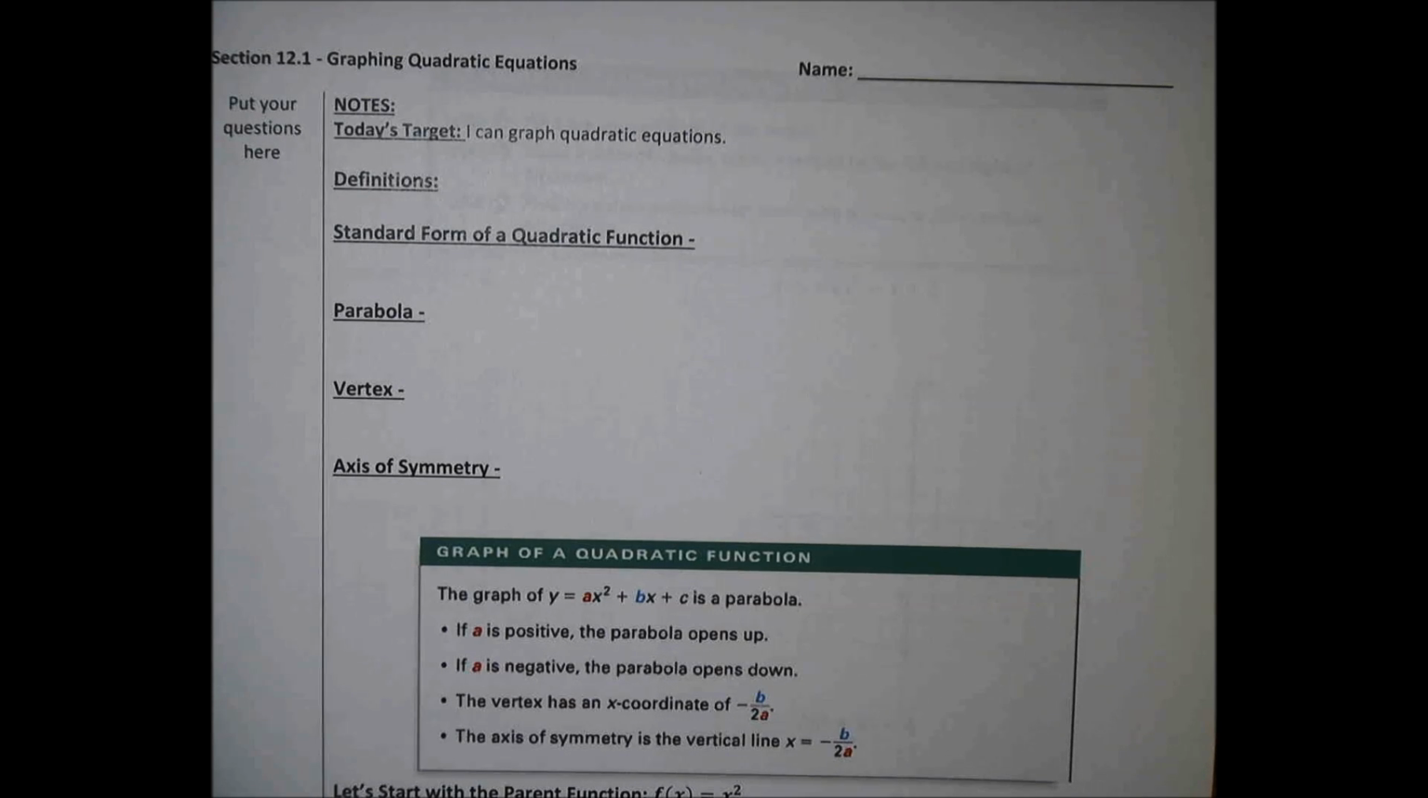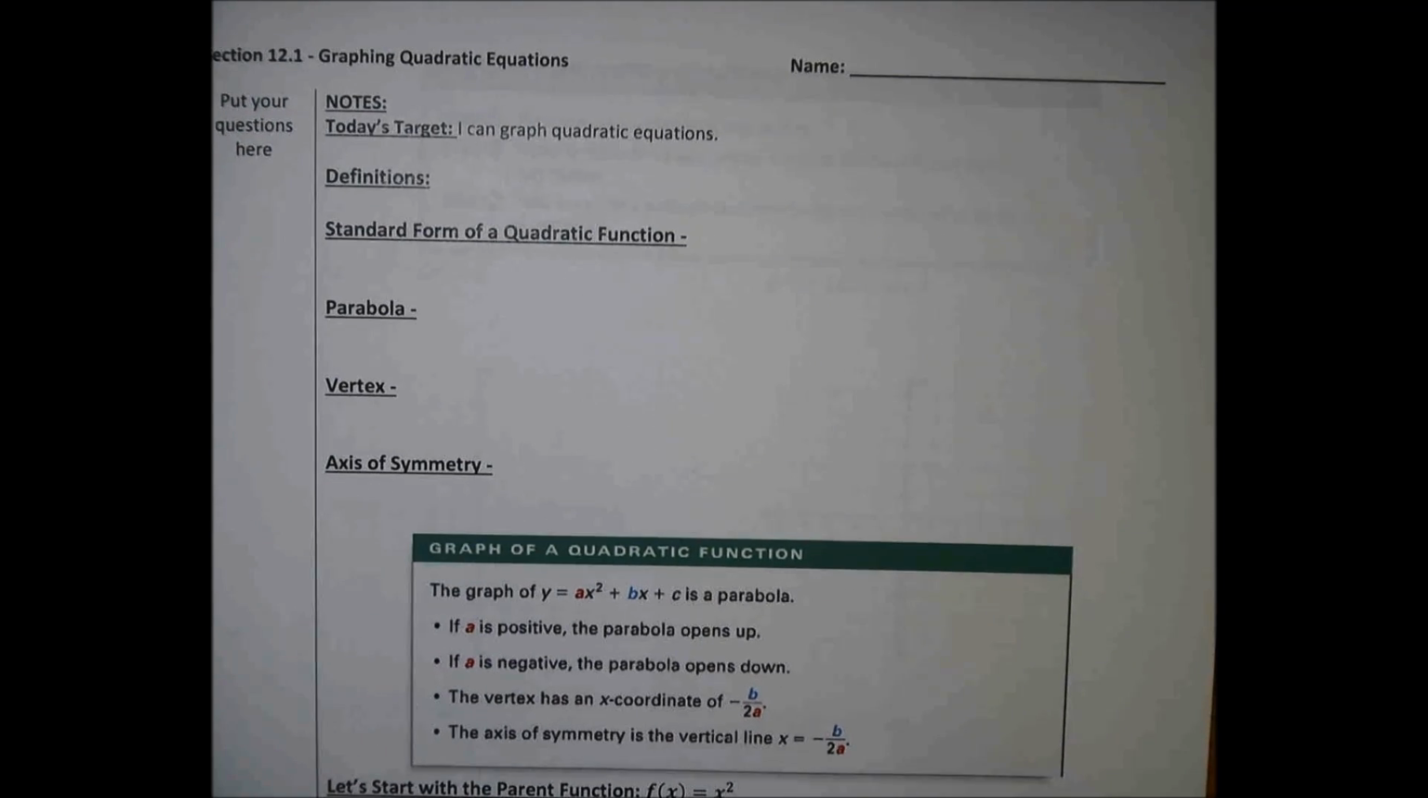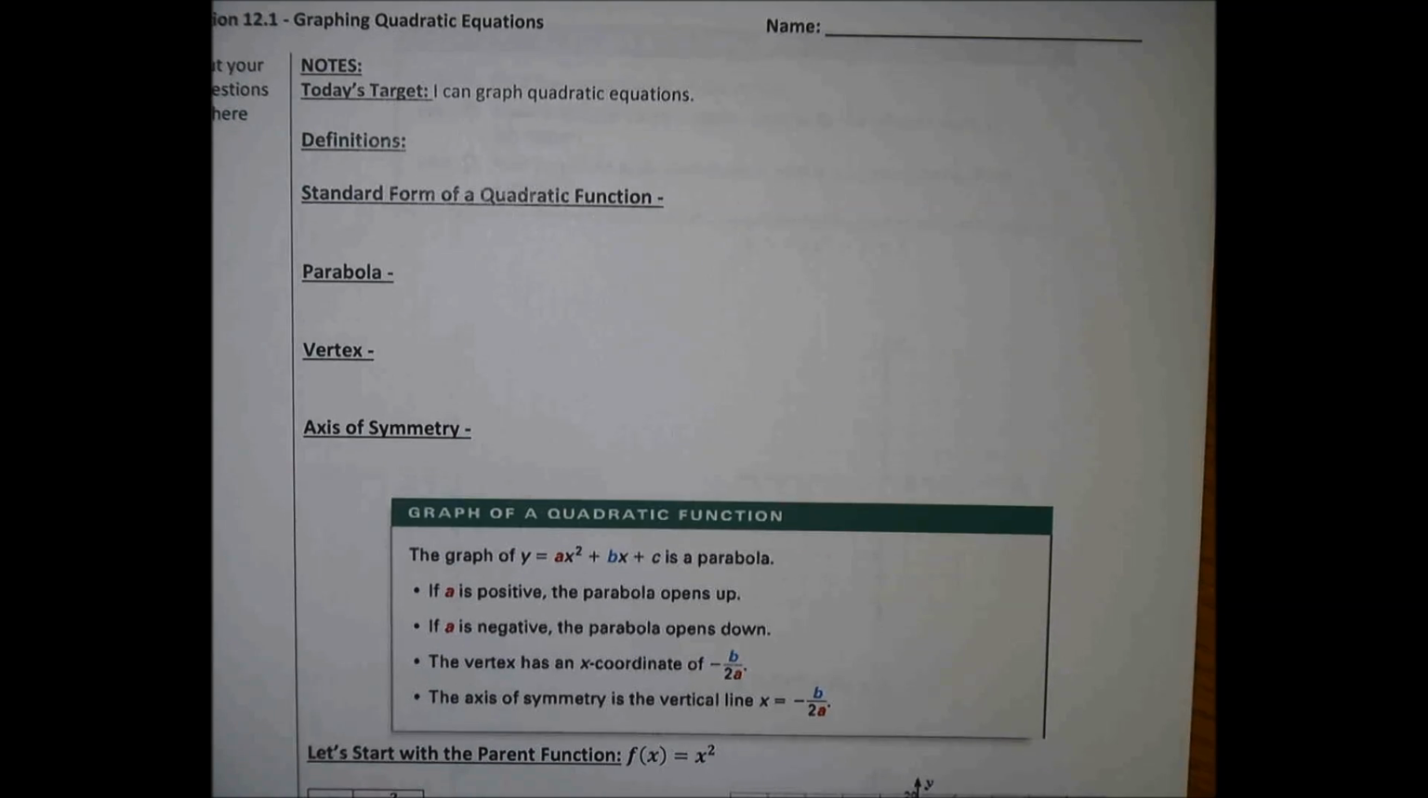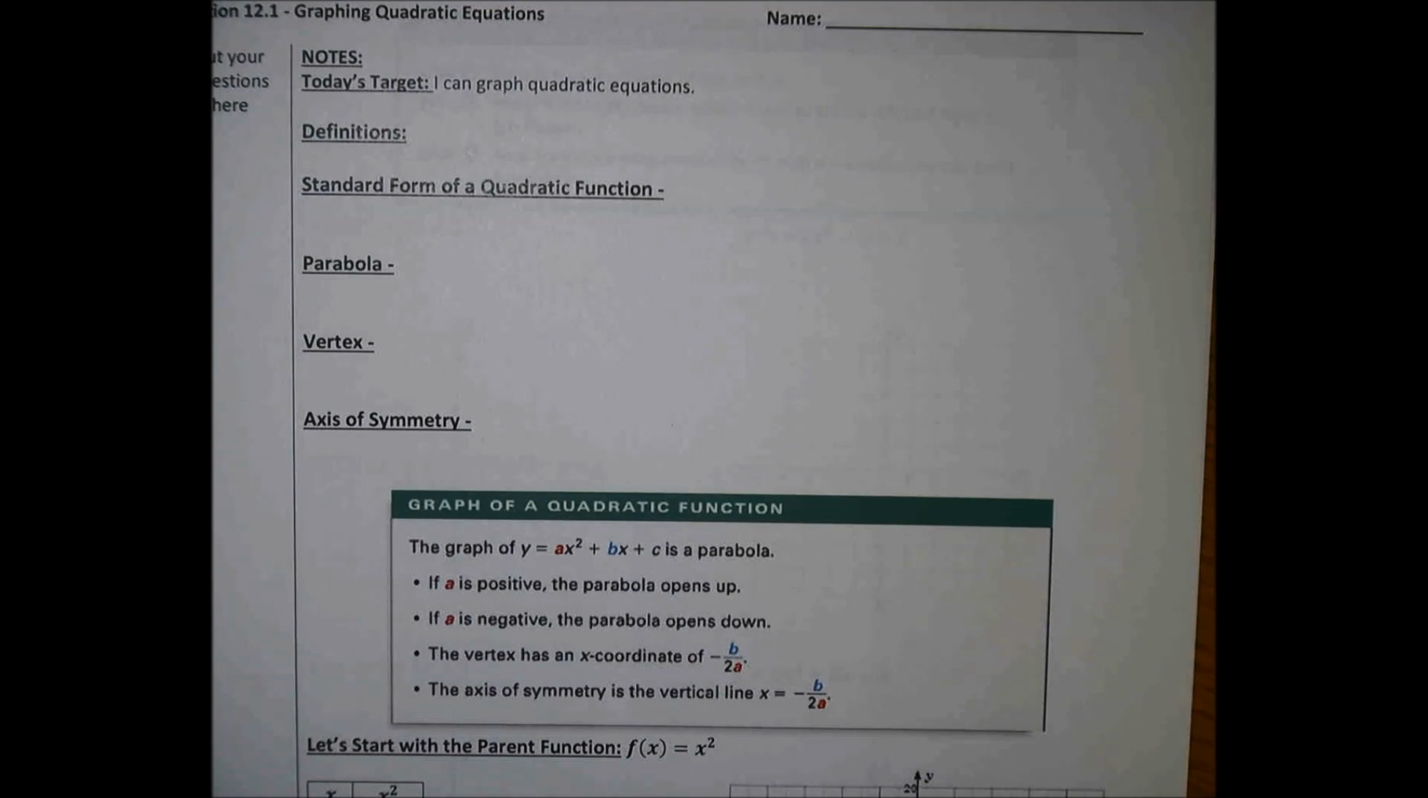Hey, welcome to the last unit of the year. All right, we're in section 12.1, graphing quadratic equations. Let's start off with some definitions that'll make our lives a little bit easier.